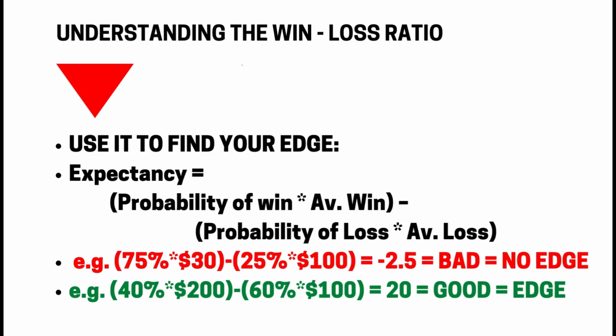Now, going back to that example, putting in some numbers: that 75% win ratio, $30 per trade, minus the 25% times the 100 on the loss side, equals minus 2.5. That is bad. You've got no edge. On the flip side, the 40% win ratio, $200 per trade on each win. You lose 60% and you lose 100 for each of those trades, and you're going to come up with a score of 20, a positive score, which is good.